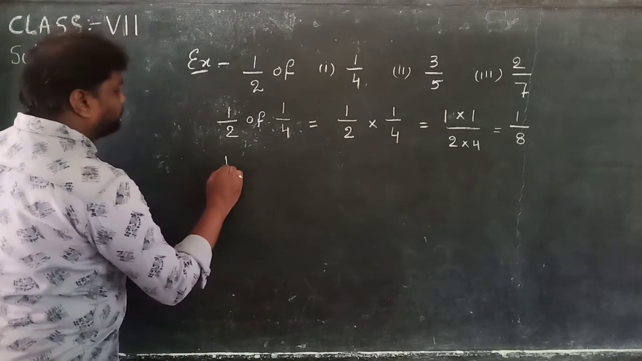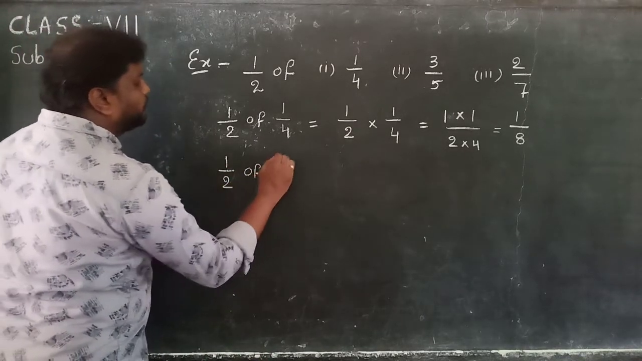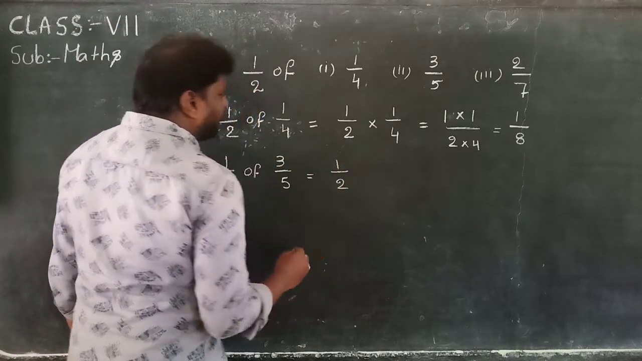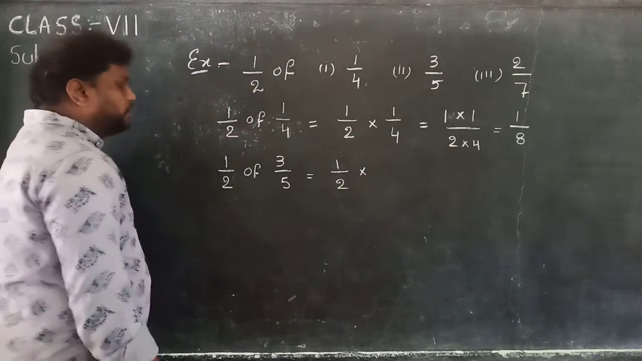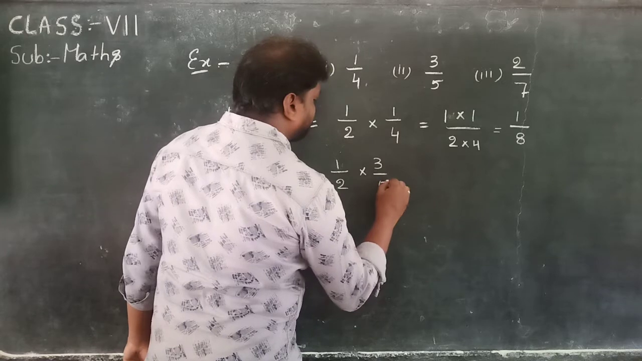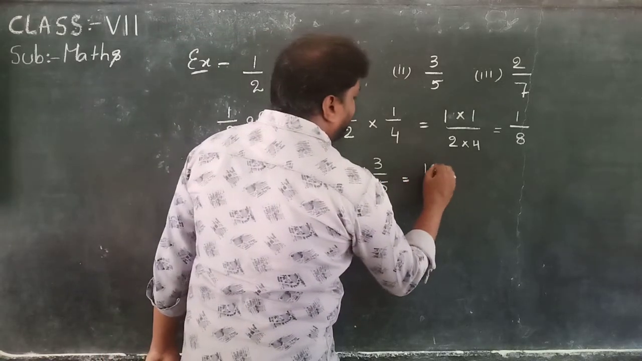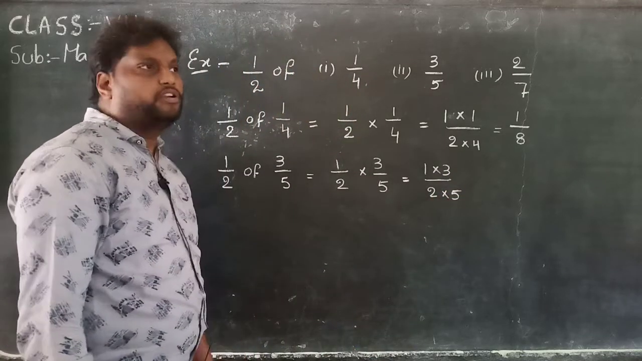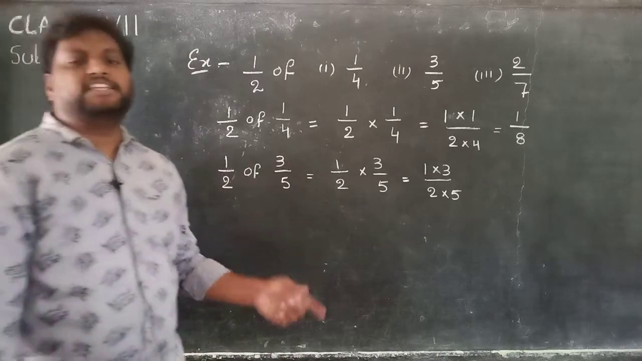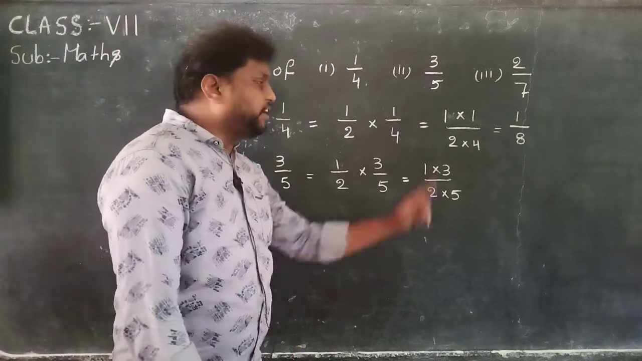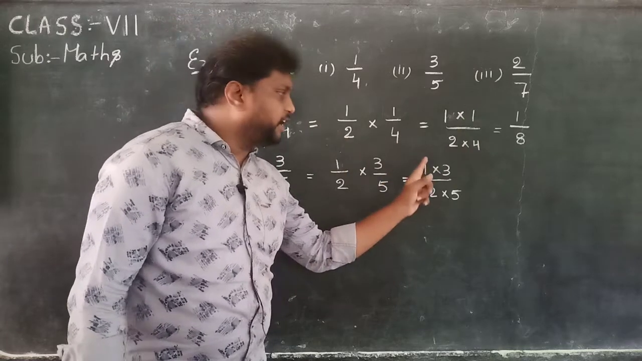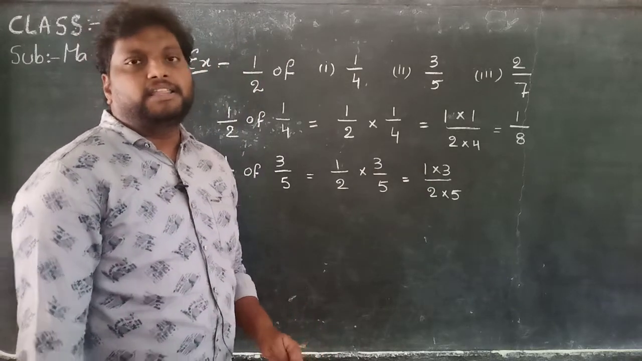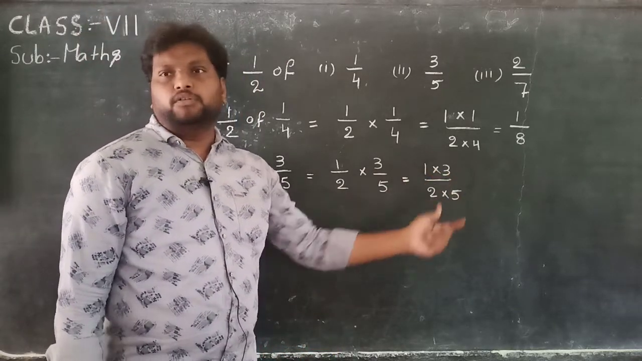Next second one 1 by 2 of 3 by 5. 1 by 2 of is nothing but multiplication, then 3 by 5 is equal to 1 into 3 by 2 into 5. Okay, now just check if cancellation is possible or not, between numerator and denominator. Here numerator is 3 and 1, denominator 2 and 5. All are different. Not possible cancellation. That's why directly do multiplication.